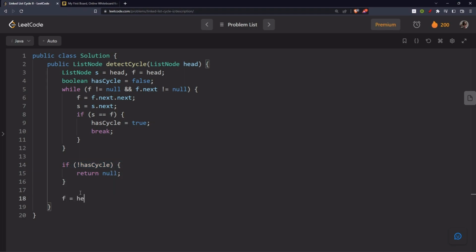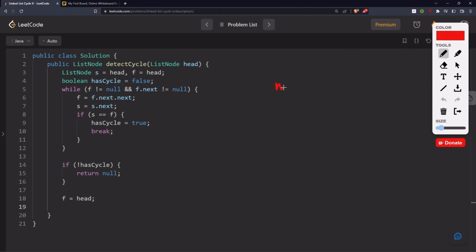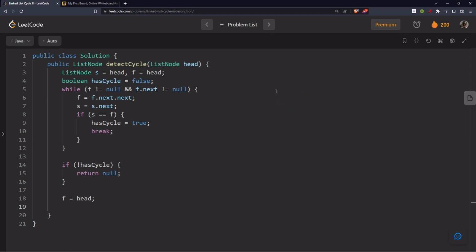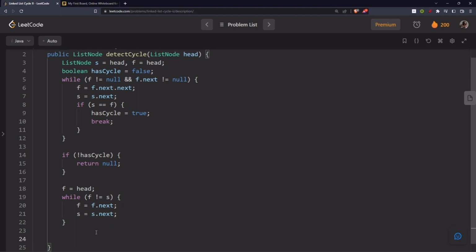In that case, we will start from our head. We initialize a new pointer n at our head. Instead of creating this new pointer, let's initialize our fast to head again. While fast is not equal to slow, move fast by one step and slow by one step. At the end, return fast or slow, any one of them.